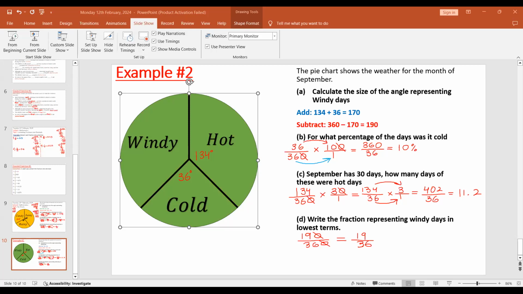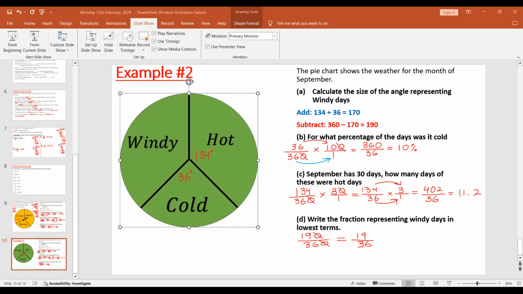And for the final question D, it says write the fraction representing the windy days in the lowest terms, which would be 190 over 360, which equals 19 over 36. Very good. 19 over 36. Okay, thank you. Juan, explain how we got it, starting from A to D.